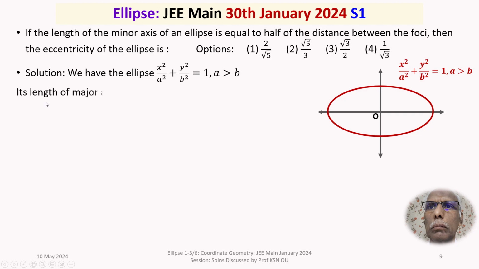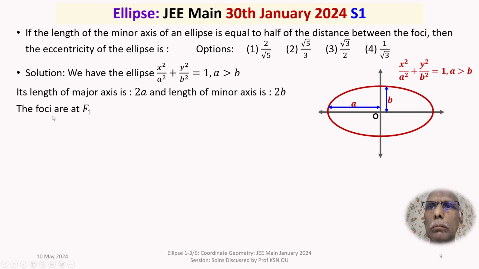Now, the length of the major axis is 2a, and the length of the minor axis is 2b. And in this diagram, we have noted a is the length of the semi-major axis, b is the length of the semi-minor axis. But in the question, the length of the minor axis is given, that is 2b. You have to think.